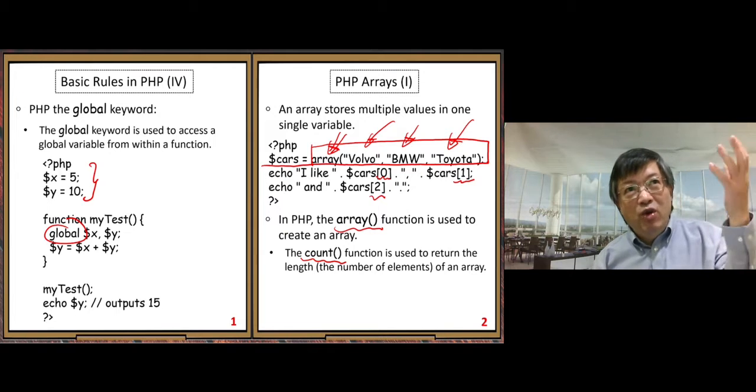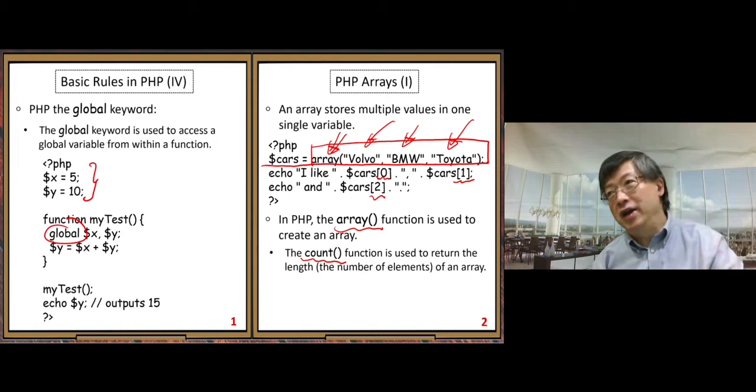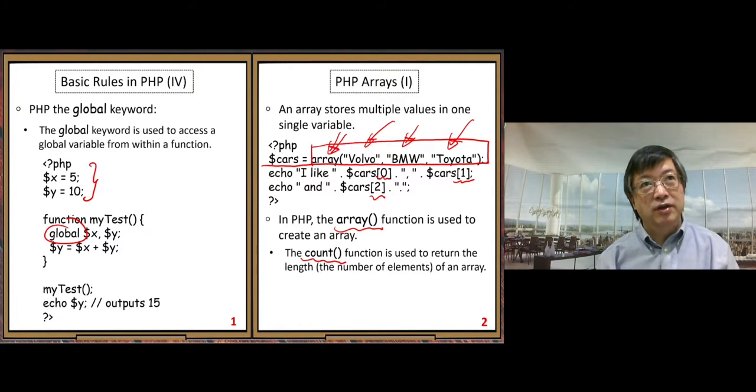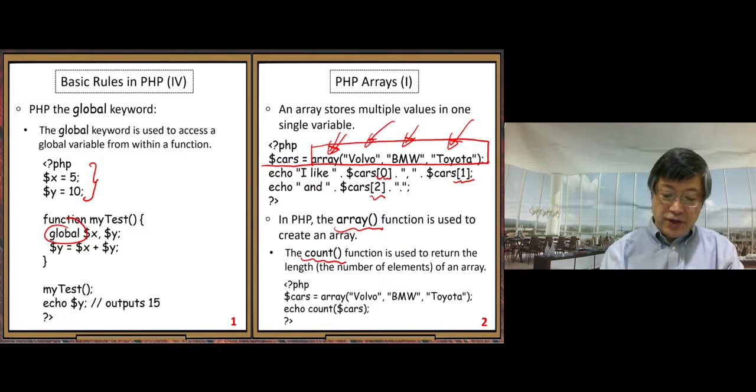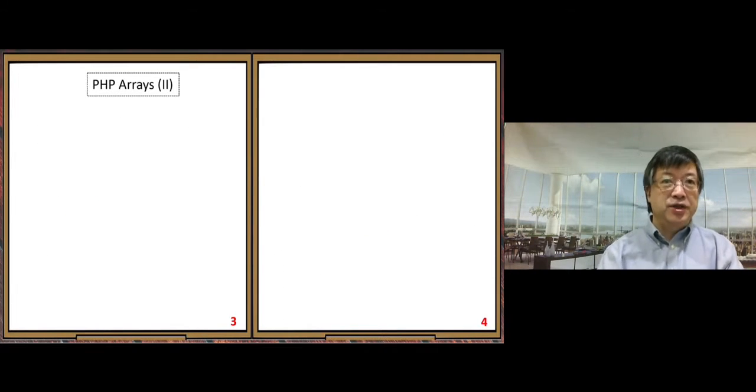In different programming languages, that function name is different. In Java, you may use length, right? In Python, later when we learn Python, you use size. Here, it's the count function. So you can see that we get the number of elements in this way, with count.